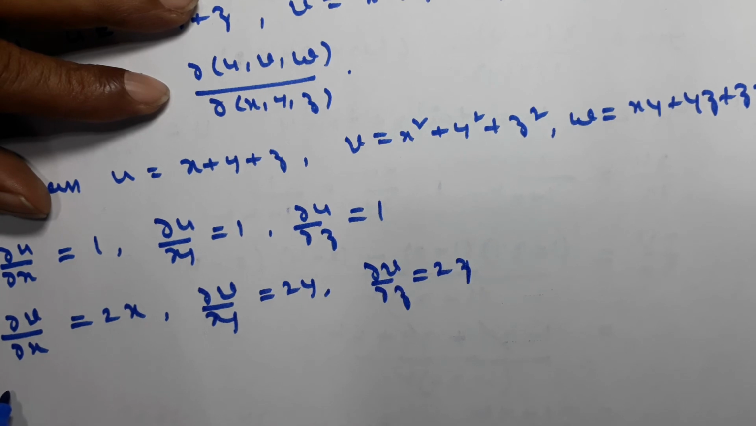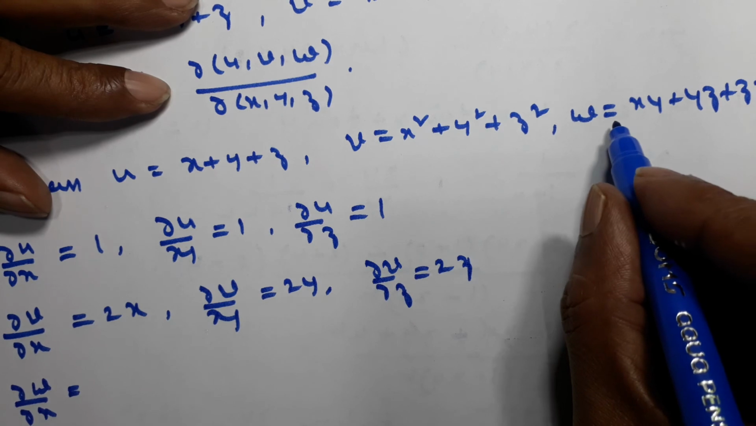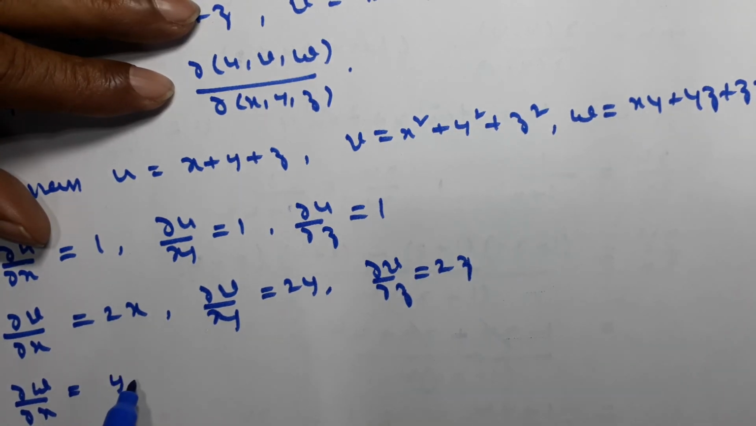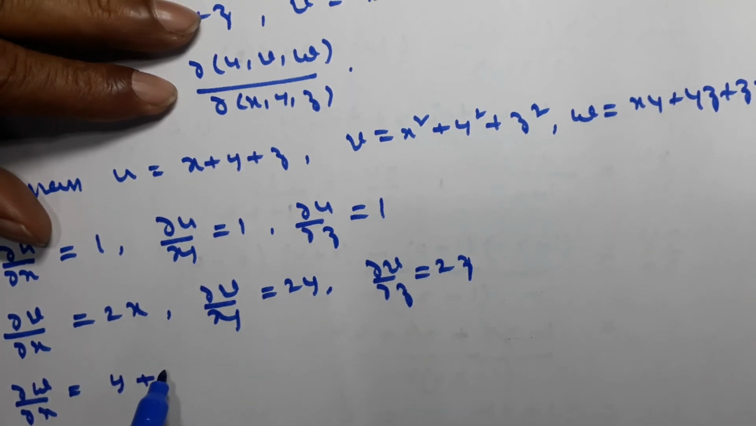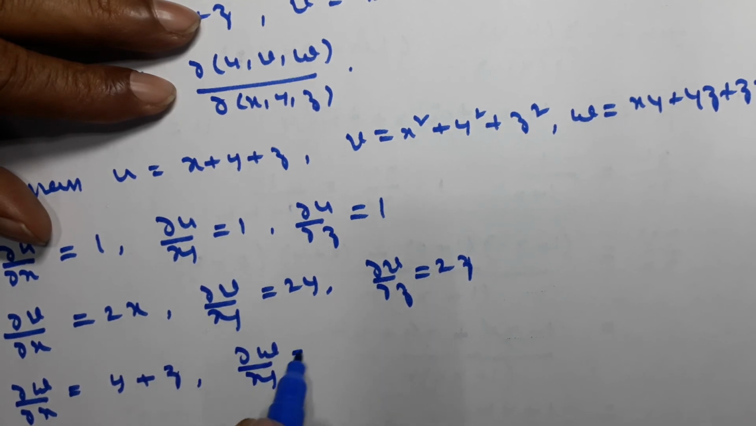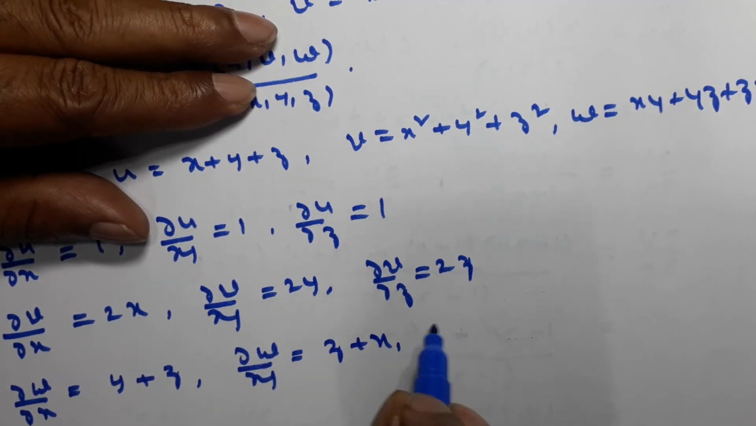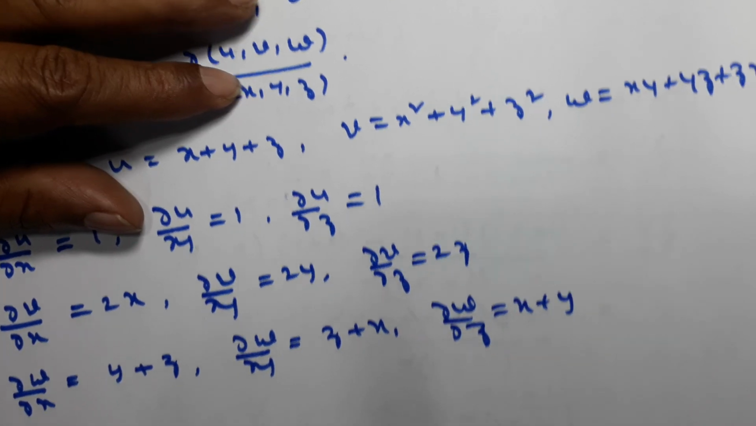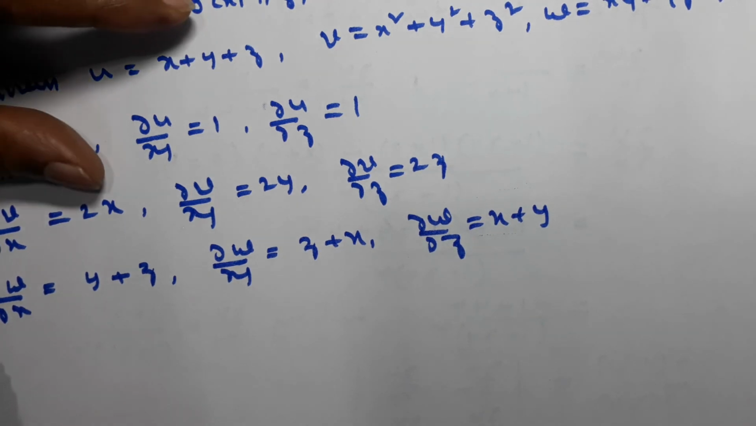And next, w can be differentiated with respect to x. Here an x term is there, here also an x term is there. So y is to be constant, plus here z is to be constant, as x differentiation is 1. So ∂w/∂x is y + z, ∂w/∂y is equal to z + x. ∂w/∂z is equal to x + y. So these are all the partial derivatives of u, v, w with respect to x, y, z.